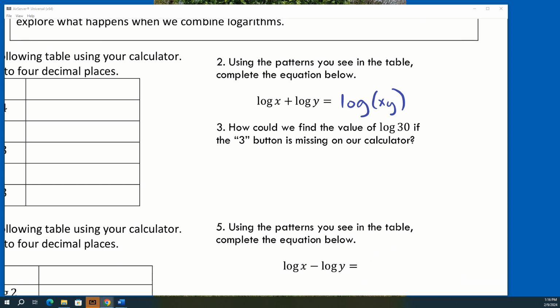How can you find a log of 30 if the 3 button is missing on our calculator? So we're going to do two logarithms where we're going to do addition. And we need these two things to multiply to get 30 but not use a 3. Yep. Very good. Okay. So now you guys try that second table for me, please.